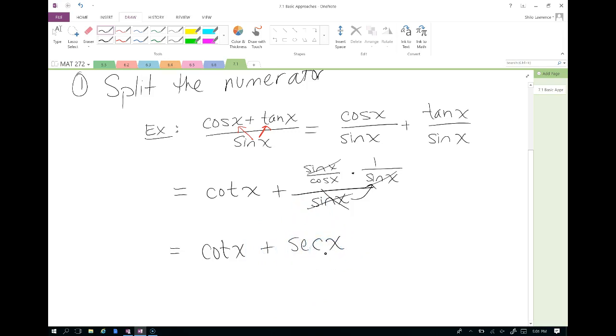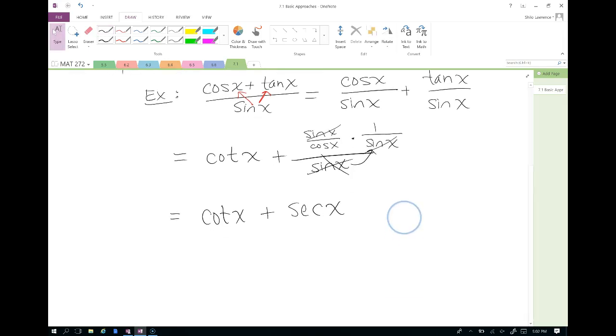So cosine x plus tangent x all over sine x really could be written much more simply as cotangent x plus secant x. And that's one example of how we can split apart our numerator in order to integrate, where we possibly see a division problem, but u substitution is not going to help us.